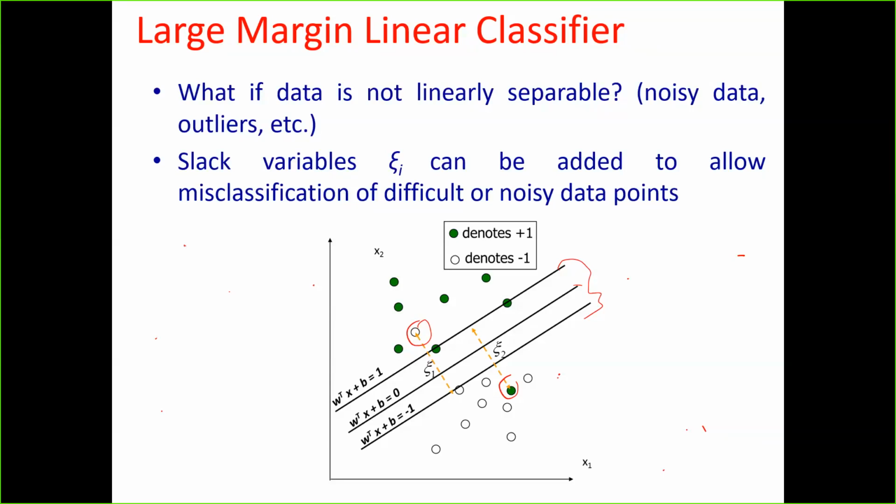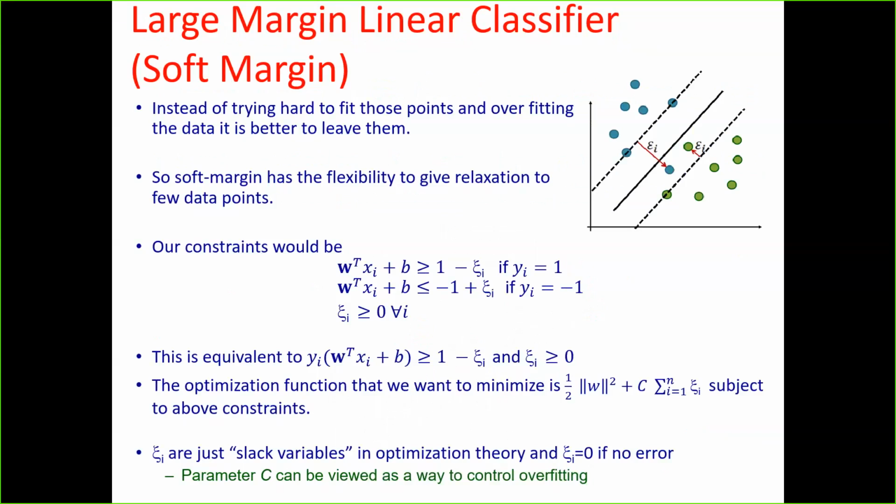So soft margin SVM provides some flexibility in terms of the condition. What is the hard condition that the hard margin SVM has? All the positive points should lie on or above the positive boundary, and all the negative points should be on or below the negative boundary, right? Now you are relaxing the constraint.